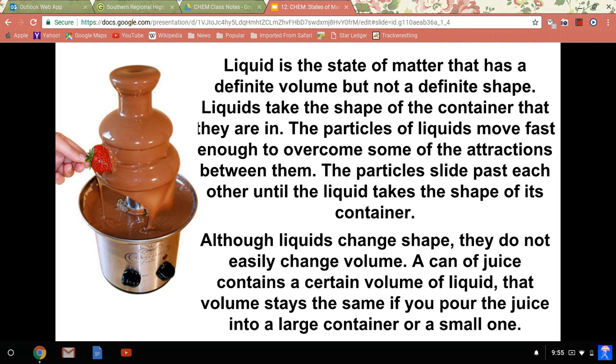So a liquid is a state of matter that has definite volume, but not a definite shape. Liquids take the shape of the container that they are in. The particles of a liquid move fast enough to overcome some of the attractions between them. They slide past each other.